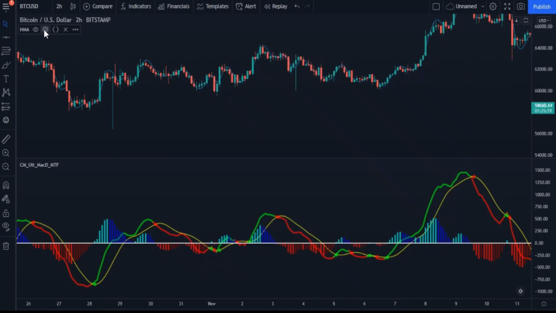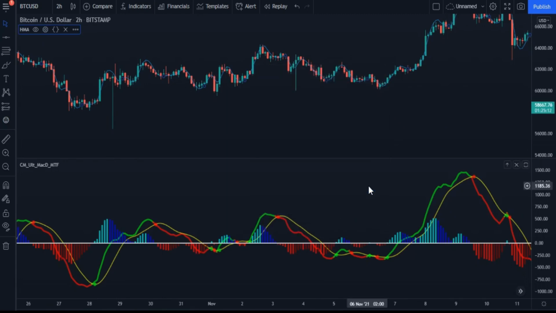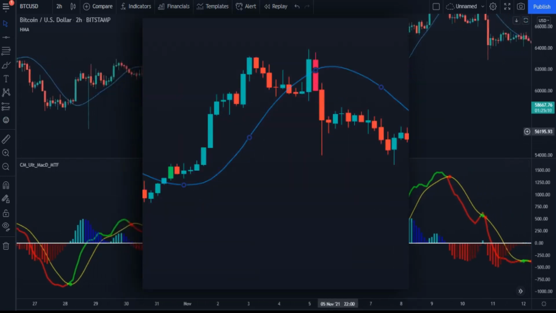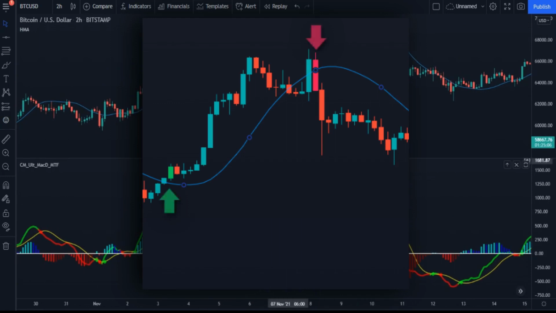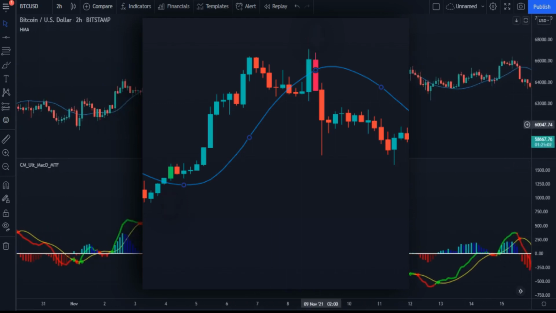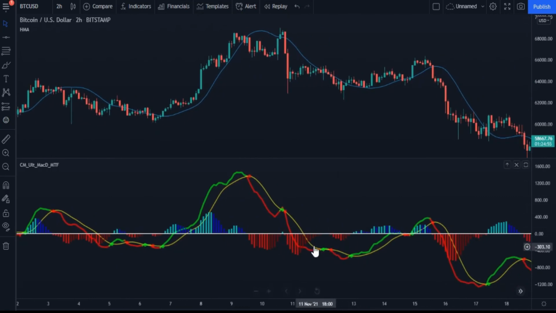Now open the indicator setting and change the length from 9 to 50. Well, as we explained in several previous videos about moving average indicators, when a green candle completes or closes above the indicator line, it is an entry point, and when a red candle below the indicator completes, it is an exit point.